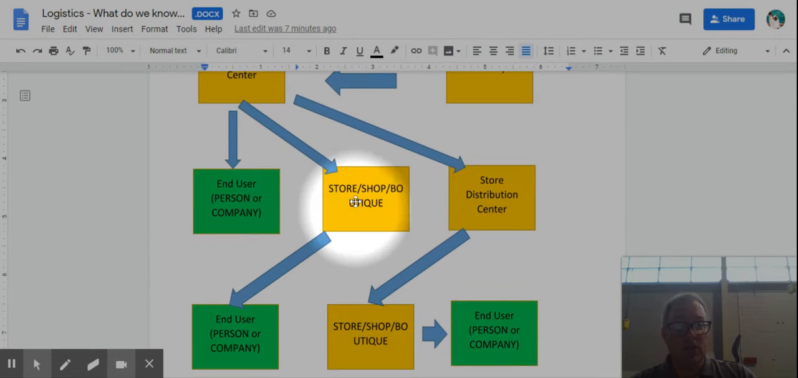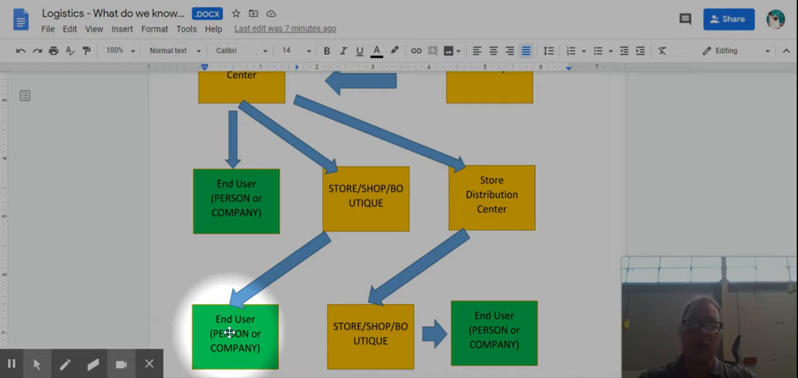At that point, the Remke would send it, or they would have it on the store shelf, and the end user or the consumer would grab it off the shelf and put it in their cart and go off to checkout, and then all of a sudden our logistics chain is done.